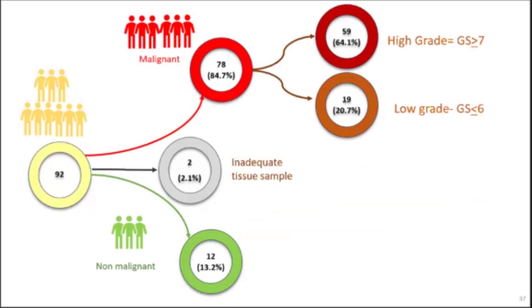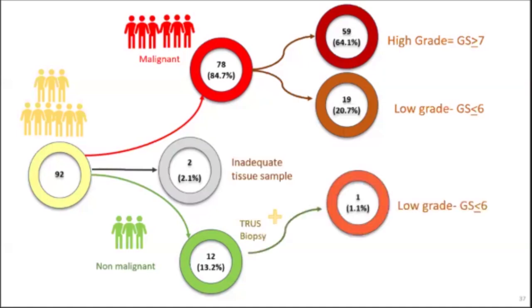Out of the 12 patients who turned out to be non-malignant in histopathological examination, all of them underwent transrectal ultrasound-guided biopsy, out of which only one patient turned out to be positive for a low-grade adenocarcinoma of Gleason score of less than or equal to 6. But the rest 11 still remain negative.